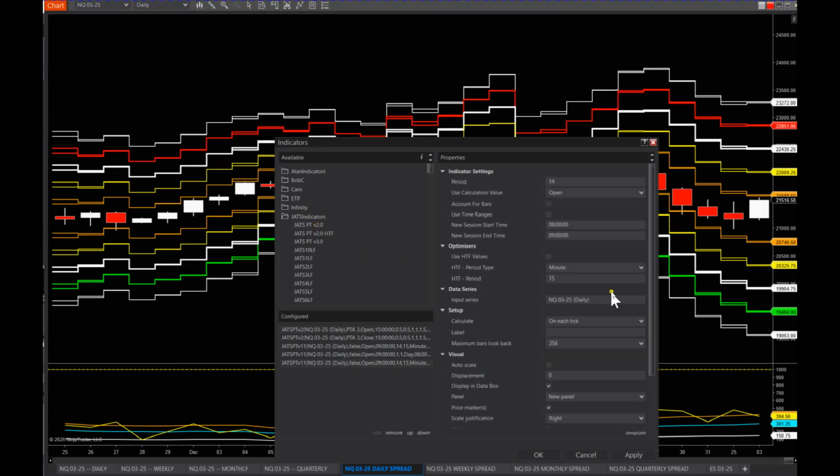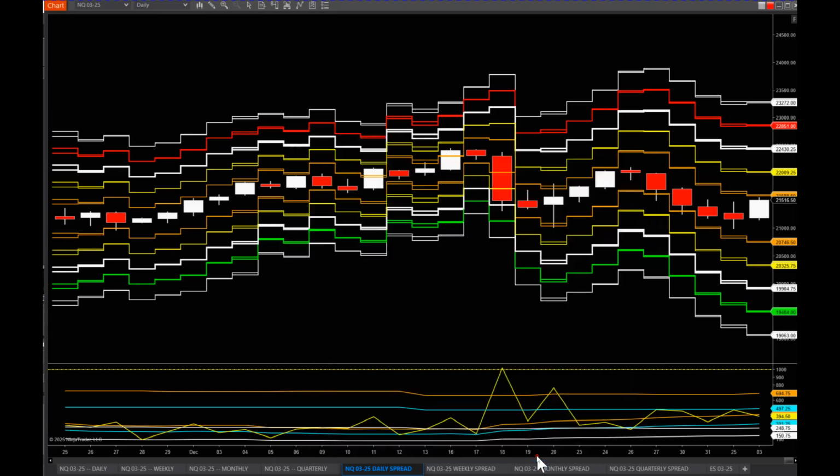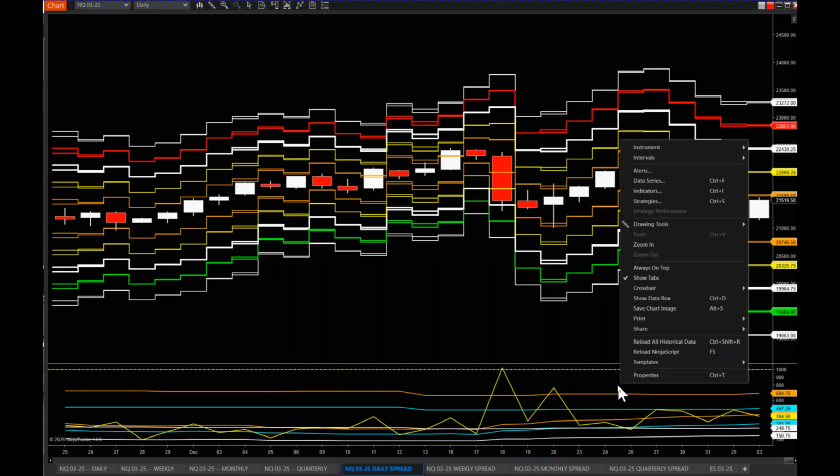The weekly, I don't want the month, the week, and put this also in that panel. So here's the daily with the weekly, and it still broke the weekly 3. So we got to add the monthly.